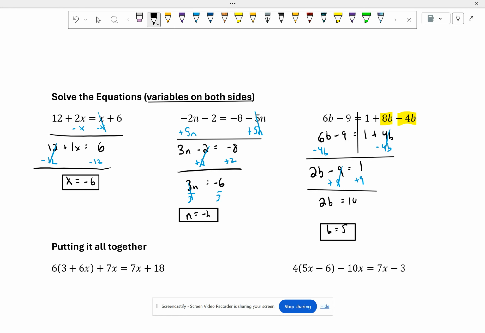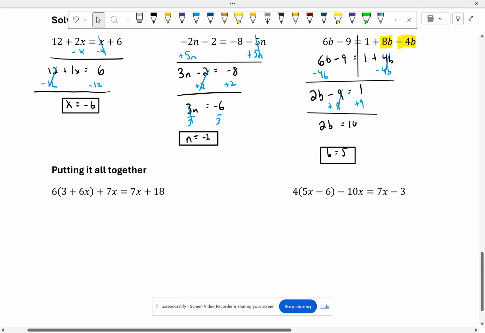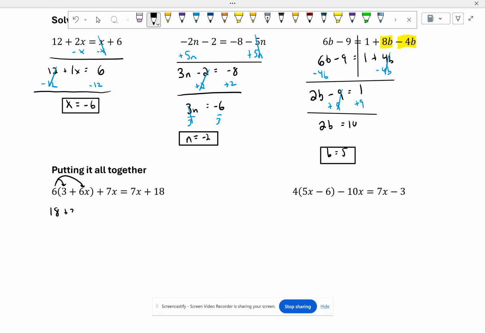Okay? So now putting it all together, we're going to do all of this kind of in one shot, and let's see how it works out. So it's got distributive property. Remember I said distributive property is the first step. So I'm going to multiply the 3 plus 6x by the 6 on the outside. So I have 6 3's, which is 18. 6 times 6x is 36x. Bring down the 7x equals 7x plus 18.